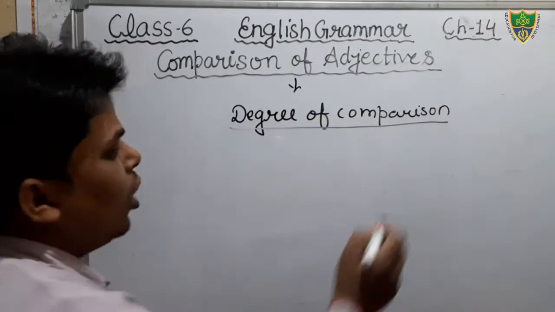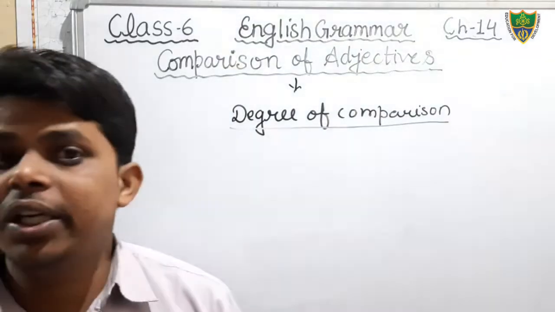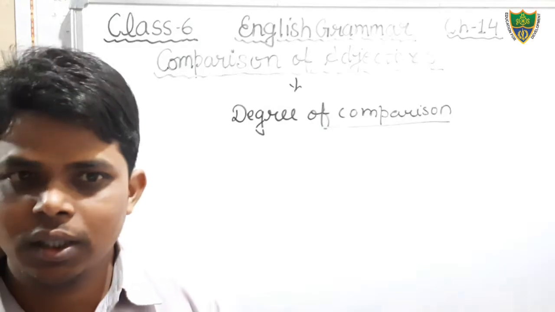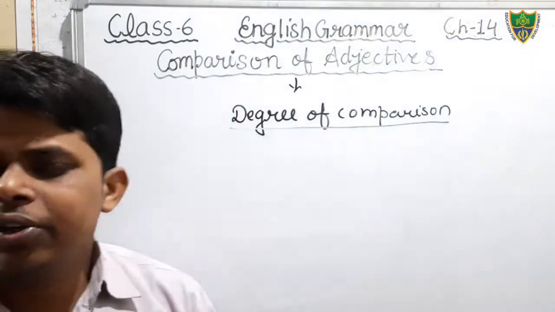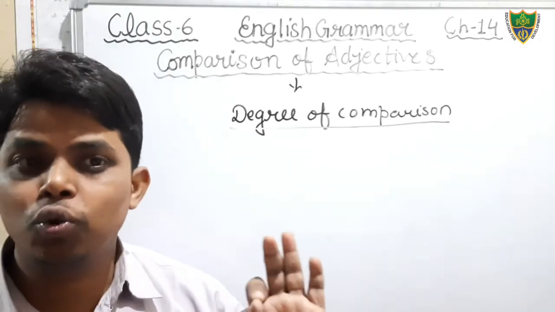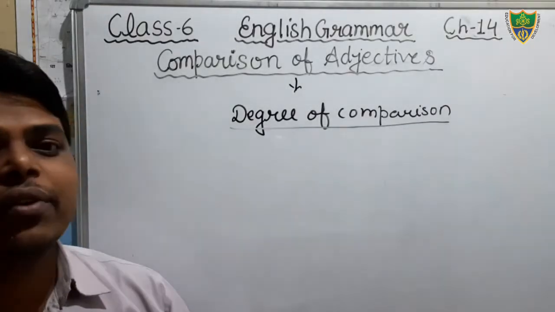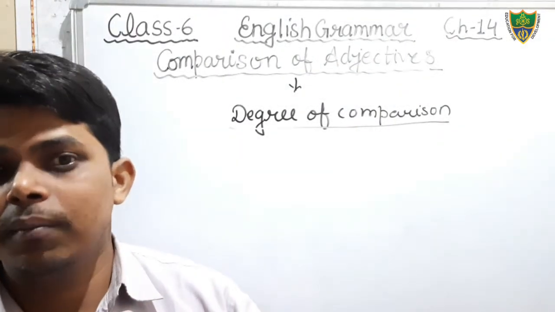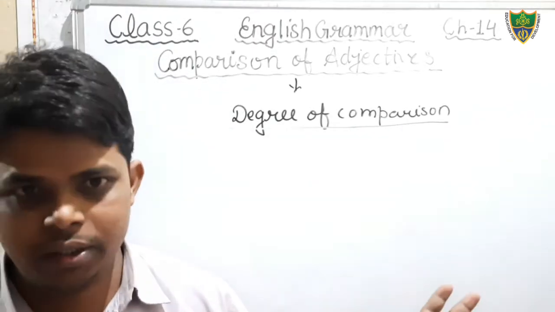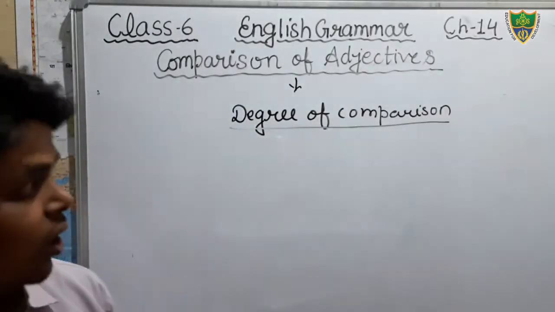Okay students, you all have read this in the previous classes, I think. There are 3 degrees of comparison: positive degree, comparative degree and superlative degree. In the positive degree there is no comparison involved. In comparative degree we compare 2 persons or 2 objects, and in superlative degree we compare more than 2 persons or more than 2 things. There are certain rules that we will discuss today in this class.